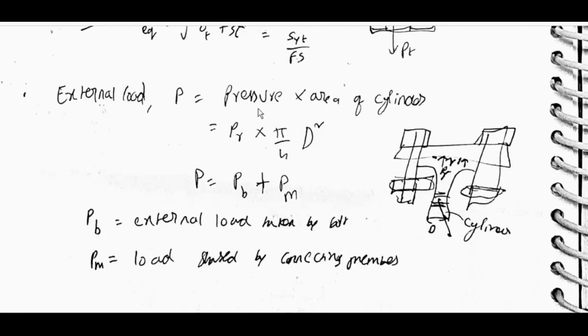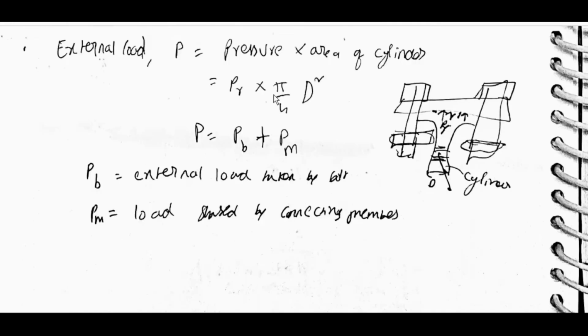External load P is equal to pressure into area of cylinder is equal to p into pi by 4 d square. P is equal to Pb plus Pm. Pb is equal to external load taken by the bolt. Pm is equal to load shared by connecting members.